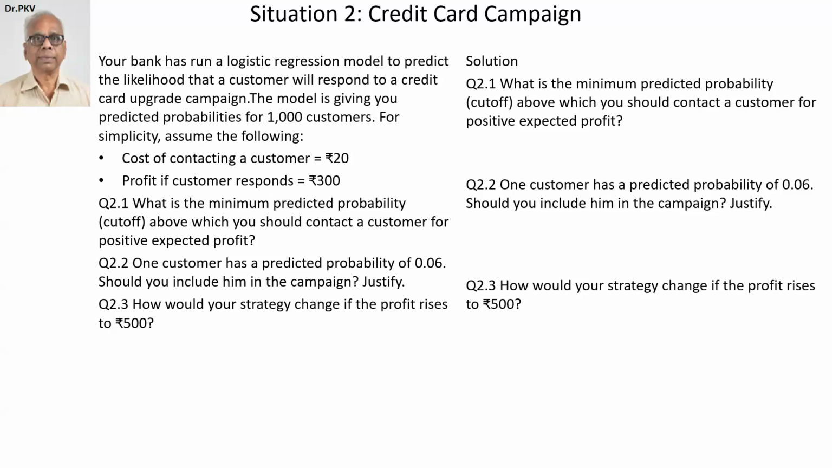Question 2.1. What is the minimum predicted probability cutoff above which you should contact a customer for positive expected profit? Let's now answer this question. Break-even probability is equal to 300 into P plus minus 20 into 1 minus P.